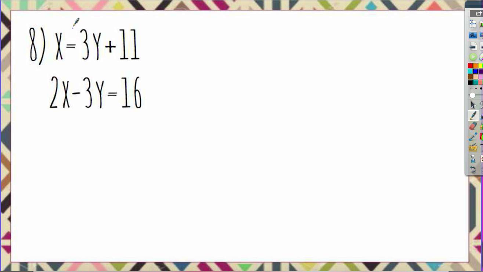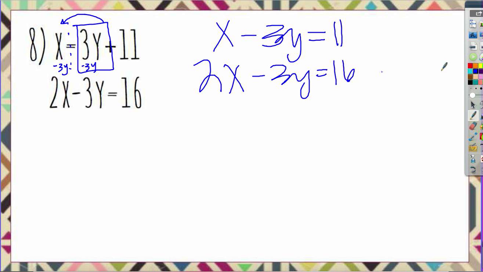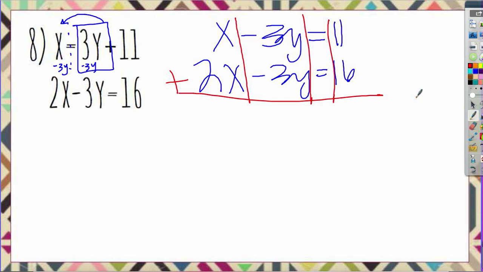In order to do that, this 3y needs to be moved over to the other side of the equal sign. 3y is positive here, so I would have to minus it from both sides of the equal sign, and the new equation on top would be x minus 3y equals 11. The bottom is 2x minus 3y equals 16. So now the x is over the x, the y is over the y, the equals over the equal, and the constant's over the constant. Now I can start trying to use the elimination method.